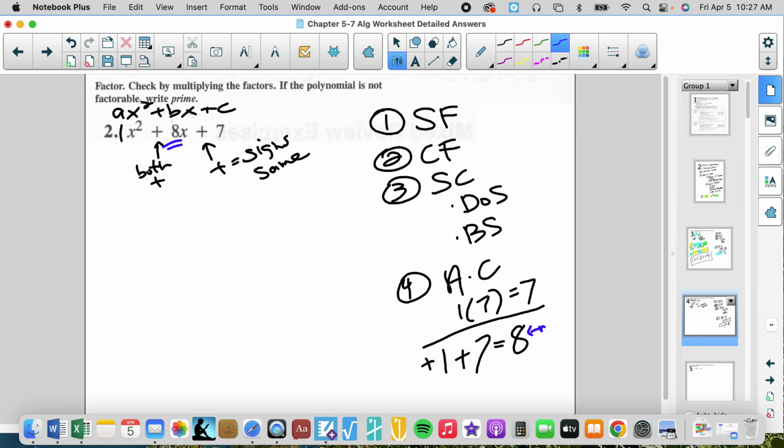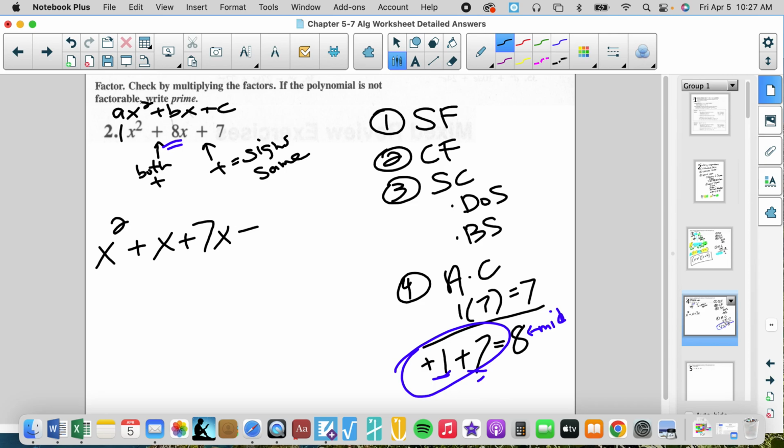This is my middle. So I'm going to take these two values. We'll see when we get more factors where this comes into play. So I'm going to take this value 1 and 7, and I'm going to rewrite this trinomial. I'm going to bring down my x squared. Instead of writing 8x, I'm going to write plus x plus 7x, because x plus 7x equals 8x. And then I'm going to bring down my third term.